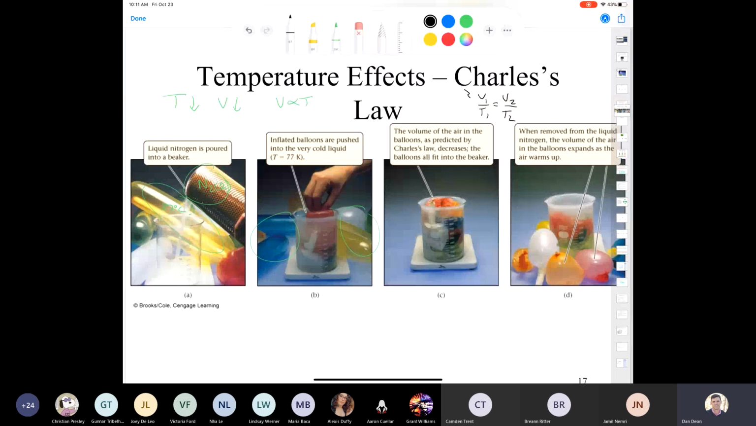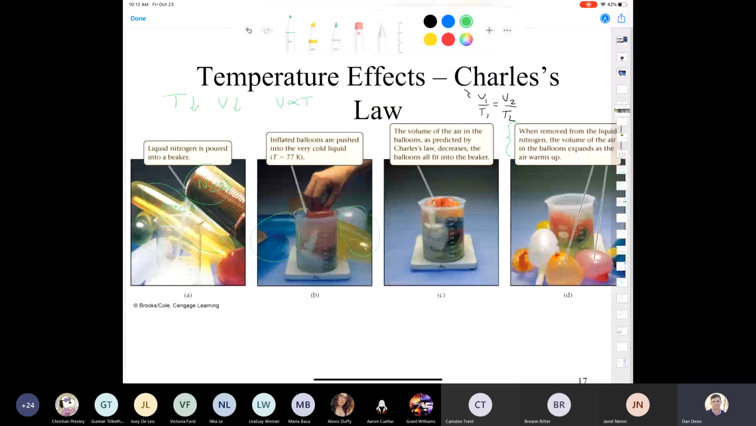Kind of cool. And then this is the really fun part, when you take them out. You yank them out and they start to expand as they get warmer. Give me a thumbs up if you follow me on the basis behind Charles' law.